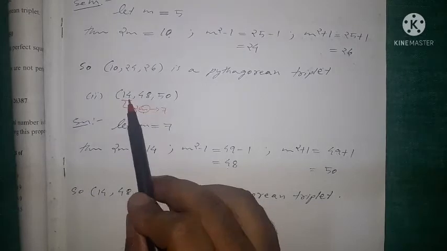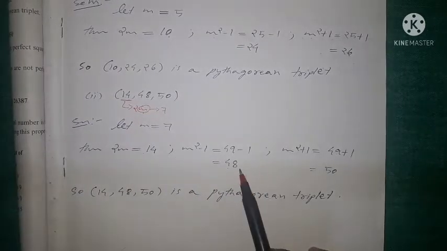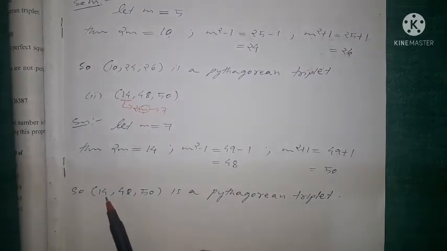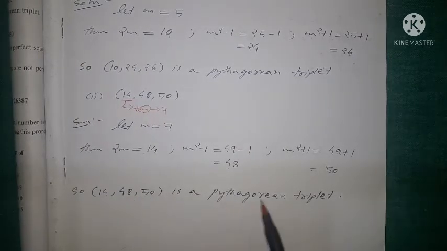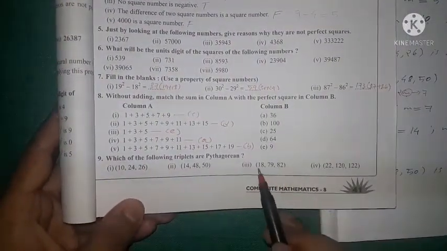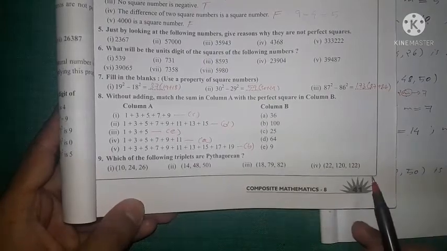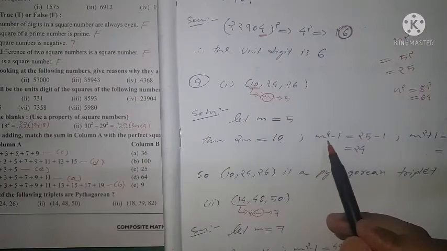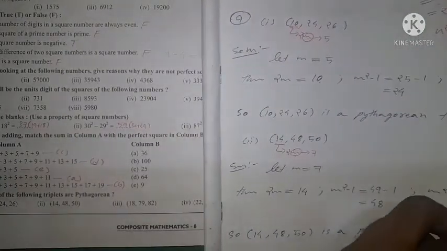So therefore if the first number is 14, the second and third numbers are 48 and 50, which is already given. So 14, 48, 50 is a Pythagorean triplet. Similarly you can do the rest, that is question number 3 and 4. If these given numbers are obeying this formula, that is twice m, m square minus 1, m square plus 1, then they will be a Pythagorean triplet. If they are not following the formula, then they are not a Pythagorean triplet.